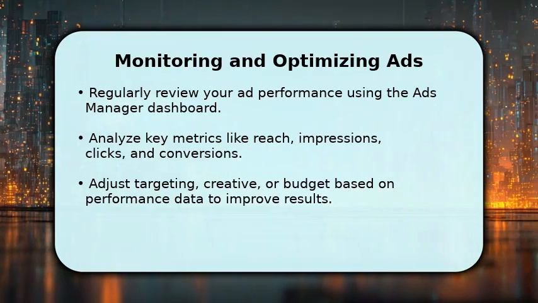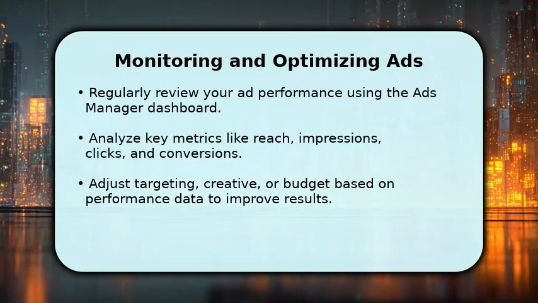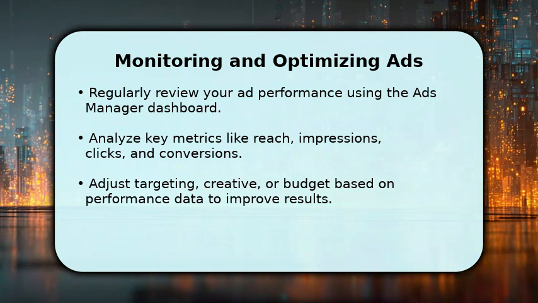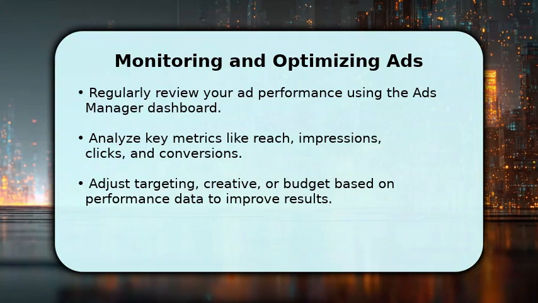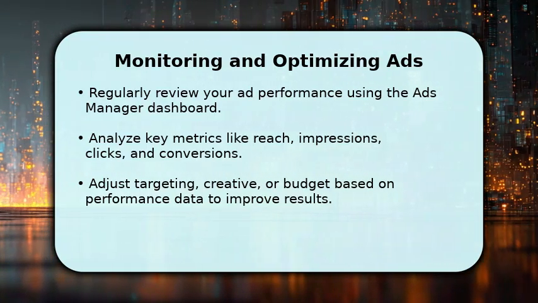If an ad isn't performing as expected, don't hesitate to make adjustments. This could involve refining your audience targeting, refreshing your ad creative, or reallocating your budget. Consistent optimization ensures your campaigns deliver the best possible results over time.